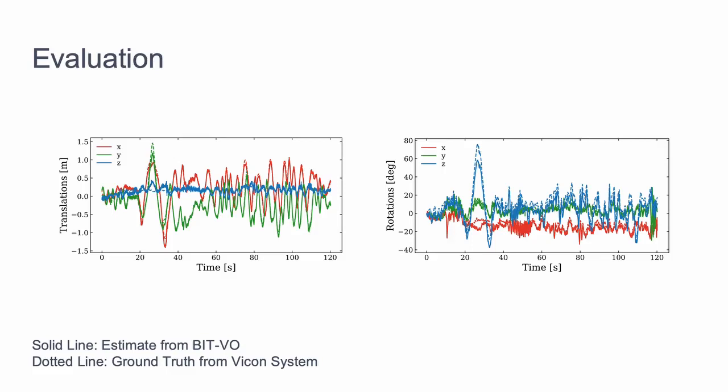For the evaluation, due to the nature of the device, we could not use any standard benchmark for visual odometry. Therefore, we have evaluated our system with a custom dataset with ground truth measurement from the Beacon system. Here we demonstrate that our system is able to track all 6 degrees of freedom pose accurately. The solid line is the estimate from BitBio, and the dotted line is the ground truth obtained by the Beacon system.